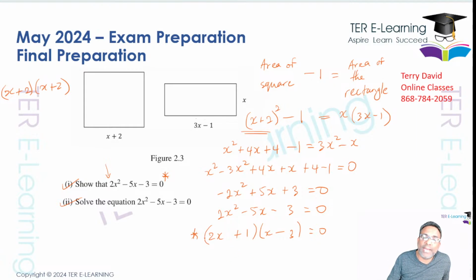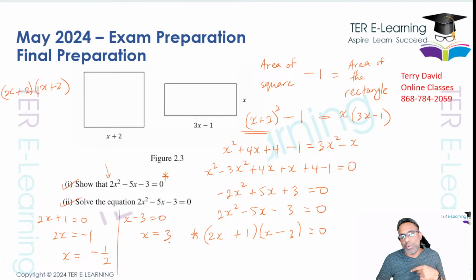So what I've done here, I've factorized the quadratic, and to solve the quadratic now, you're going to put 2x plus 1 is equal to 0, 2x is equal to -1, and therefore x is equal to -1/2, right? So that is one value for x. The second value will be x minus 3 is equal to 0, and therefore x is equal to 3.